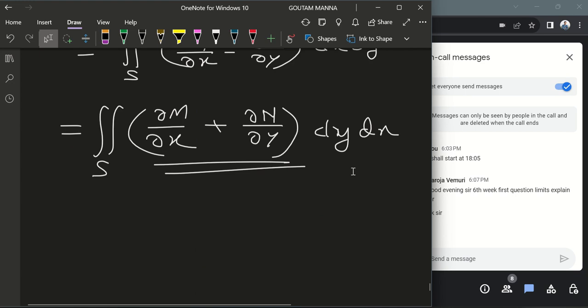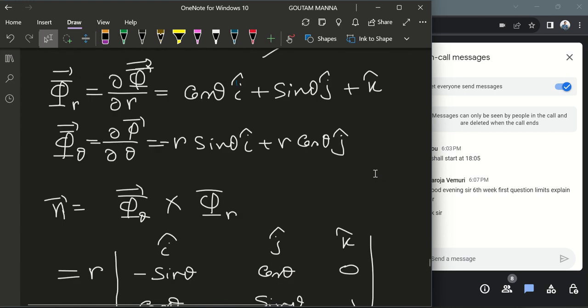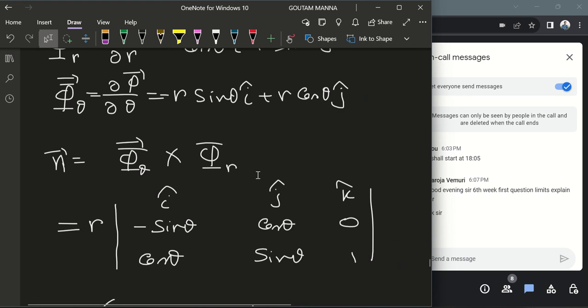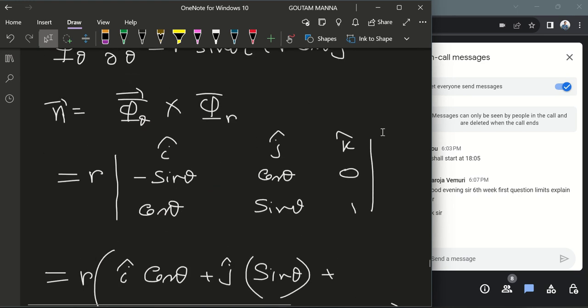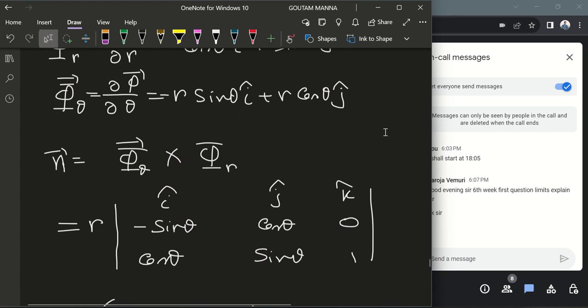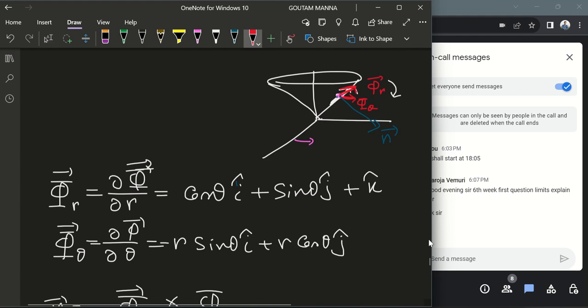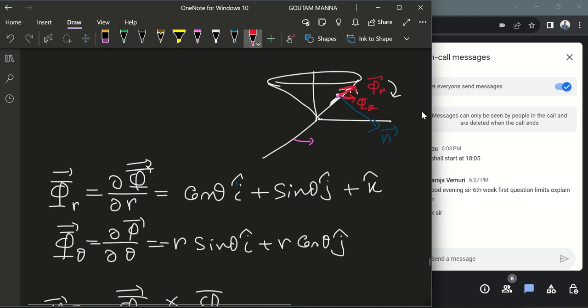In the previous problem, you have written phi r cross phi theta. That determinant you have found, right? Yes, the determinant is the cross product basically. In case I write it as phi r cross phi theta, is there any flaw? No, there is no problem. Here what I'm doing is, in the picture, I define this n vector as directed outward, right? This n vector is directed outward.